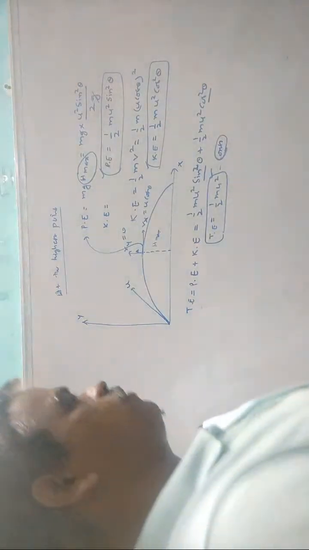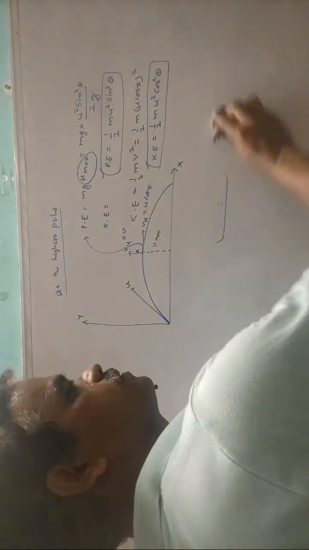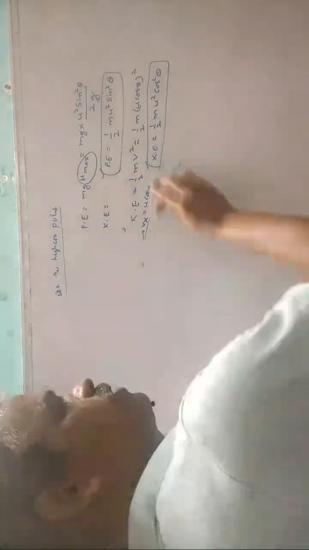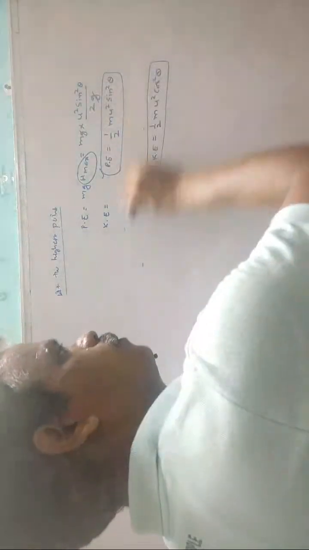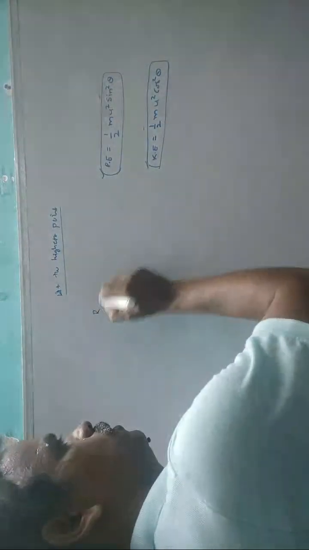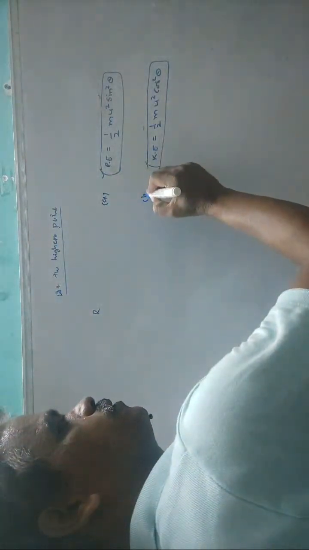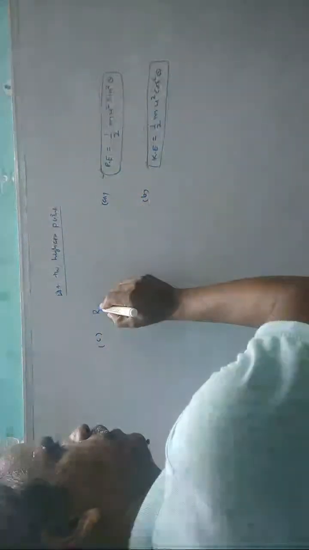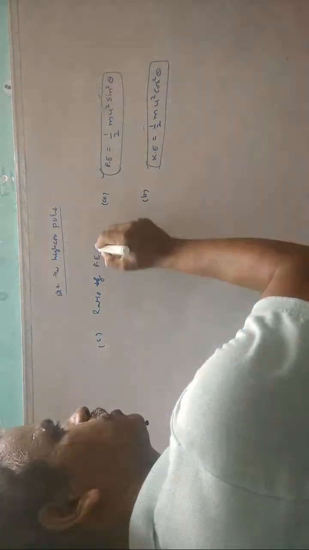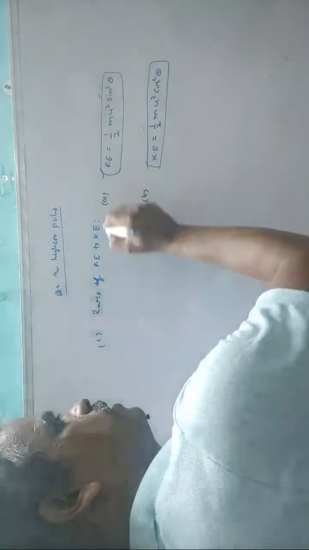Then the ratio of kinetic energy and potential energy. See, we calculated here. What we calculated? Potential energy, kinetic energy we calculated. So what is the ratio of potential to kinetic energy? One more. This is A, this is B. Now I am discussing C: the ratio of potential energy to kinetic energy.